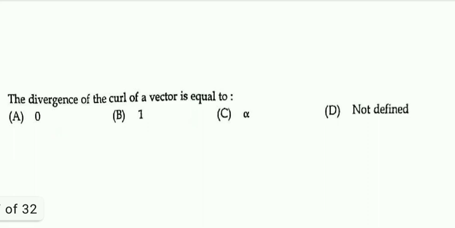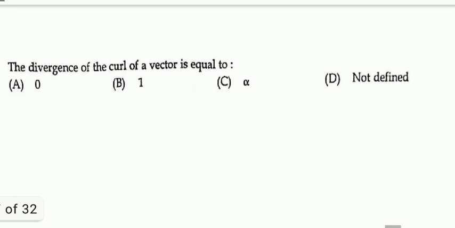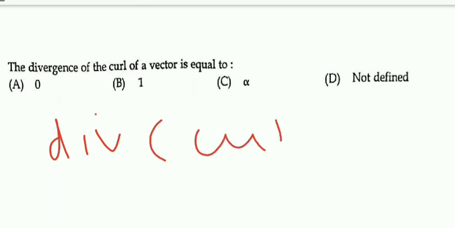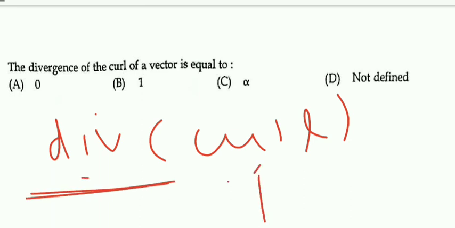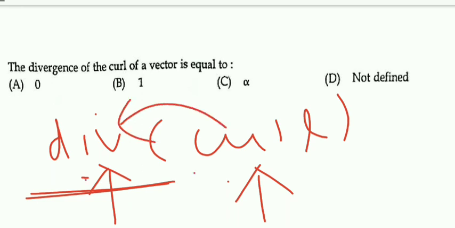Next one, the divergence of the curl of a vector. Curl is nothing but a rotation of a vector. Divergence is spreading of the vector. So divergence of curl: this is rotation, this is spread. Whether a rotating vector will spread? Never. So the answer is 0.